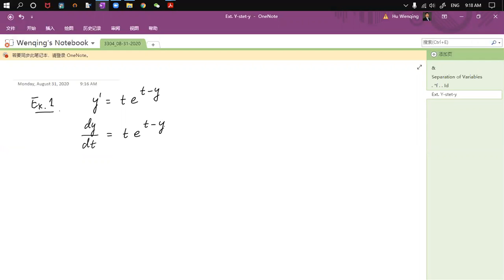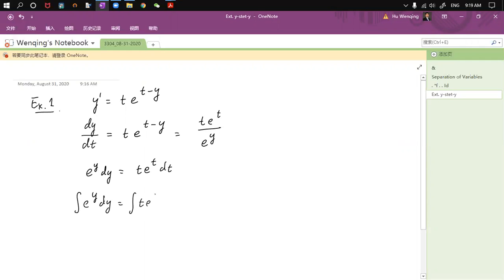Why is this equation in a separable form? Because it is in the form of a product, and therefore you're able to write it as t e^t divided by e^1. If you write the equation this way, then you can separate the variables: e^y dy is t times e^t dt. From here, you can integrate on both sides of this equation.